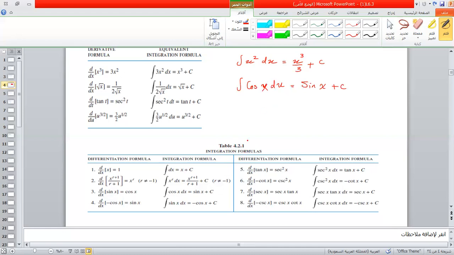And I said for you guys to study this table below. I would like you to study it well. Table 4.2.1. There are all the rules you have to know about integration and the relation to differentiation.